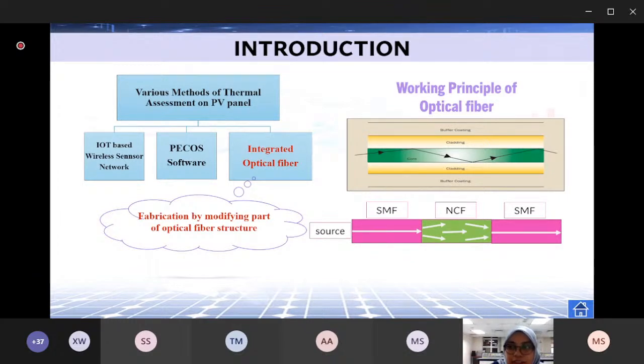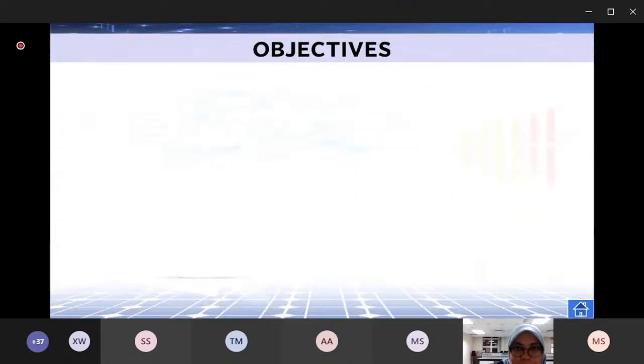At the joint between the single mode fiber and the no core fiber, the reflection of the light will be disturbed and the propagation will change. I will discuss that further when we see the results.